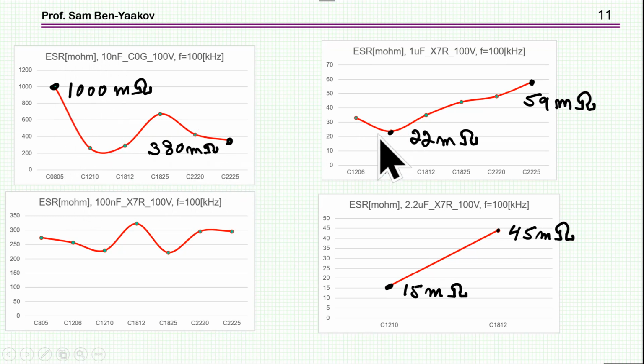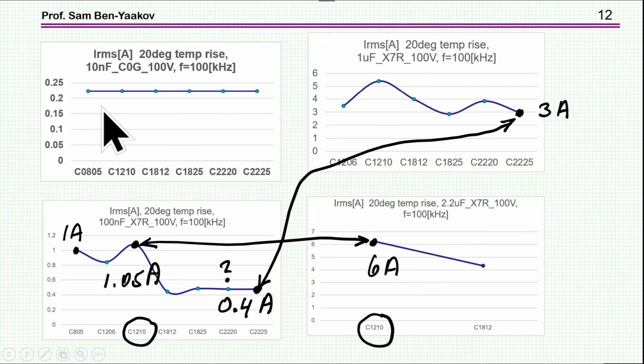Here we see a change in the opposite direction. That is, for the smaller size capacitance, it's a lower ESR, and for the larger one, it's a larger ESR, and about the same ratio. This is 1 to 3, and this is 3 to 1. Beats me. I cannot understand this and cannot explain it. Either there is a physical explanation, or maybe there is something wrong with the simulator, which of course could also be the case. So this is the ESR, and now we move to the RMS current.